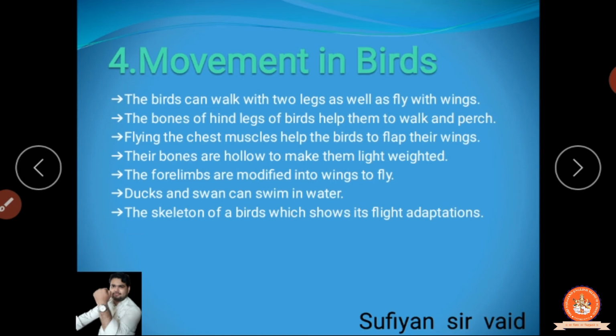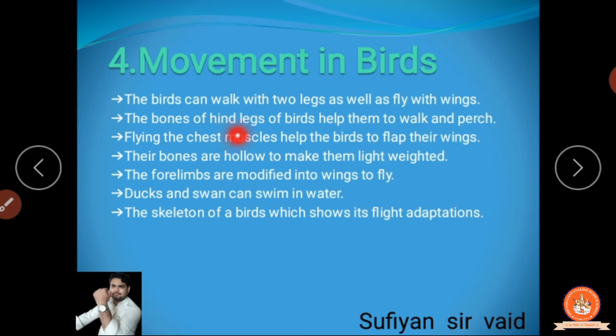Now the movement in birds: how does the bird move? The bird can walk with two legs as well as fly with wings. These are very easy things: when you observe the bird, they are able to walk, and they are also able to fly with the help of the wings.